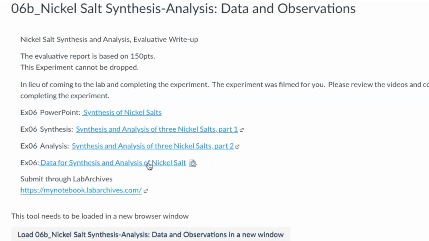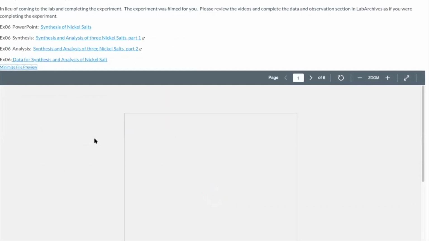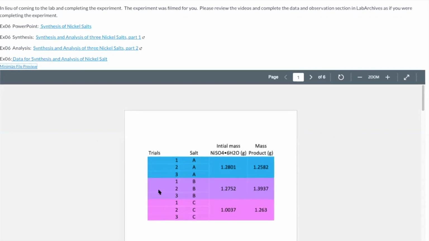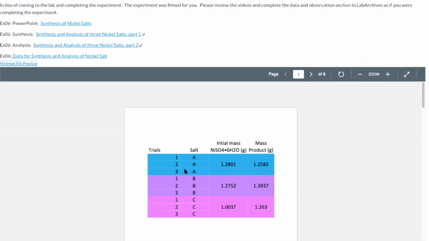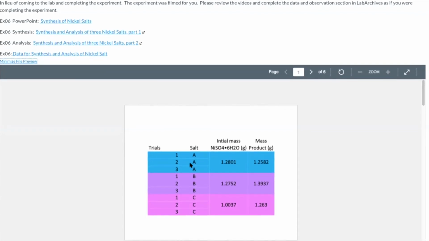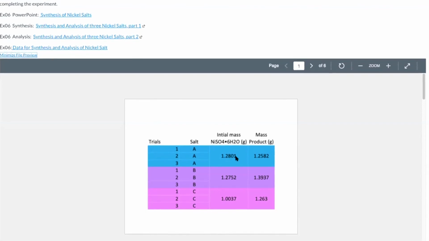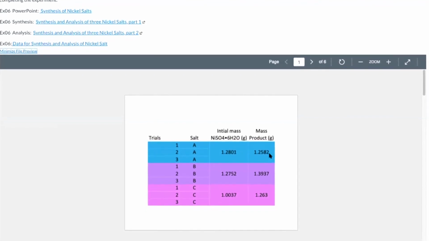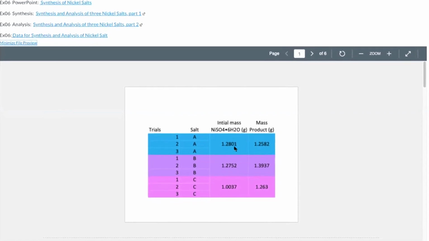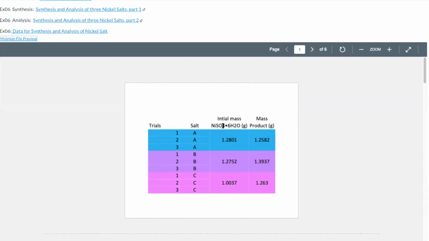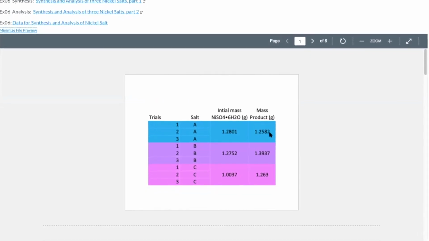This is going to be the data. You want this data because this is what you will be using when you do the calculations. This is 3 trials of the analysis for salt A. It's 1 salt that weighs 1.2801. That's your initial mass. This is your final mass of the product. So in the synthesis, you start out with 1.2801 of nickel sulfate hexahydrate. Your finished product is 1.2582.